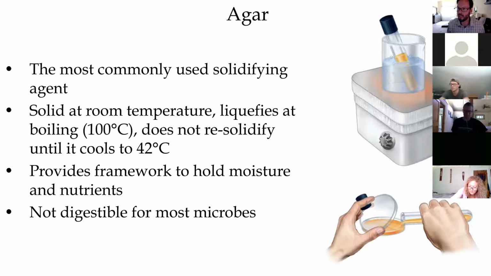You don't want to go straight from the boil and pour it into a plate, because then you'll get all this condensation that will rise up on the top of the lid of the plate, and then that water will fall back down into your culture. And so you want to cool off a little bit, but not so much that it solidifies, because at 42 degrees Celsius, that's when it turns to a solid, okay?